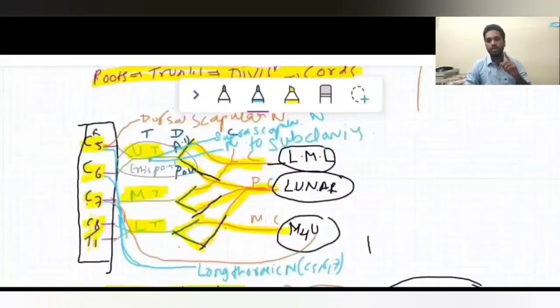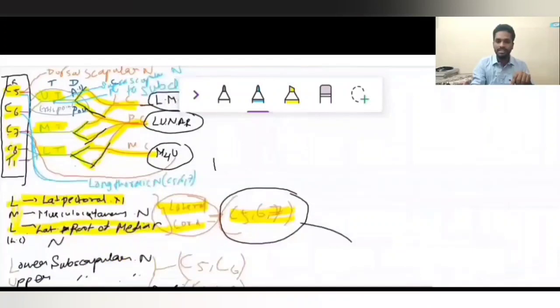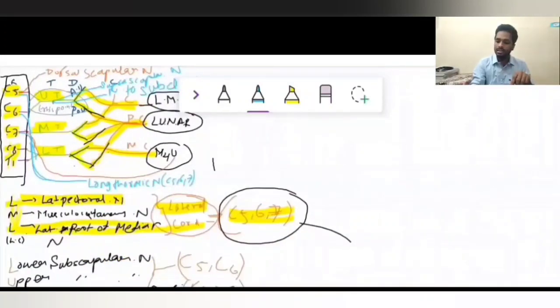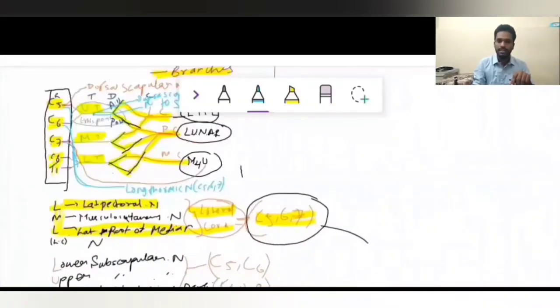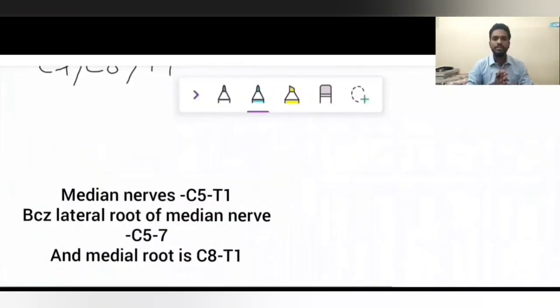Now, one more thing about root value: the lateral root of median nerve has C5, C6, C7, whereas the medial root of median nerve has C8 and T1. So if you are asked about the root value of median nerve, it should be C5 to T1, because the lateral root has C5, C6, C7, whereas the medial root has C8 to T1. So this was all about the brachial plexus I had to discuss today.